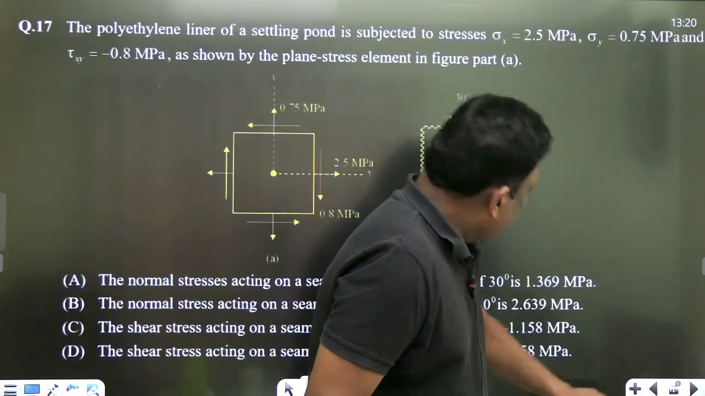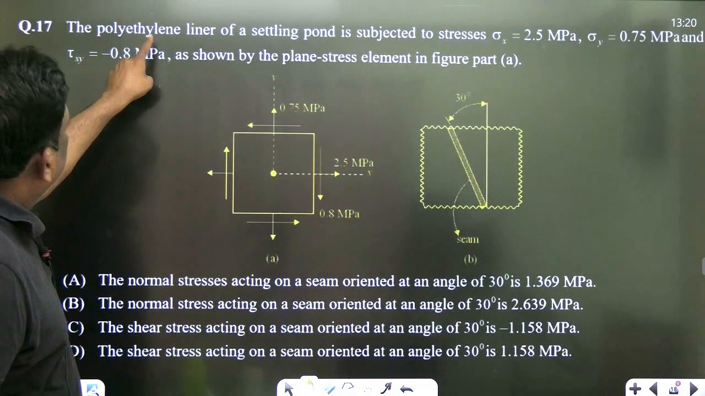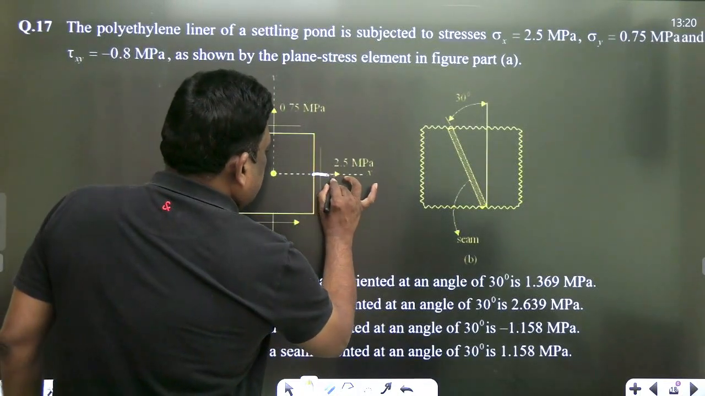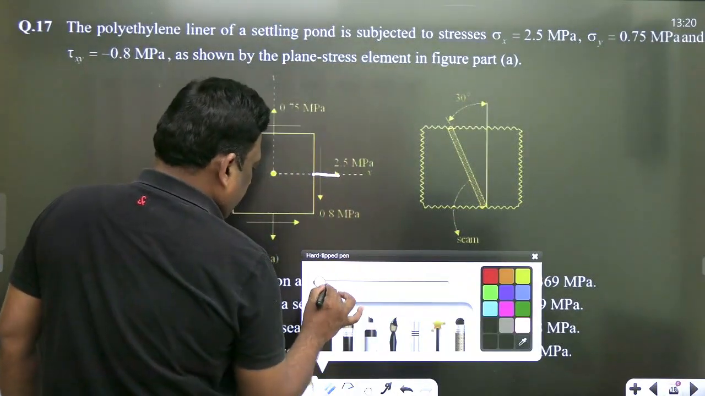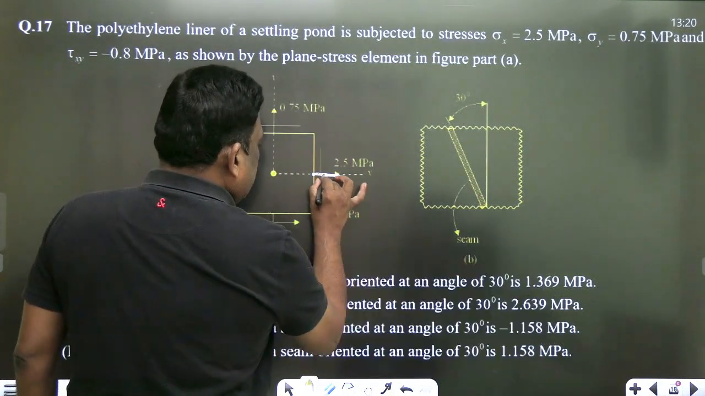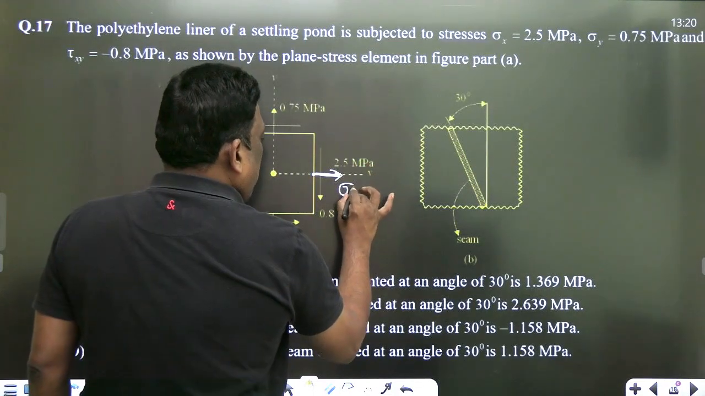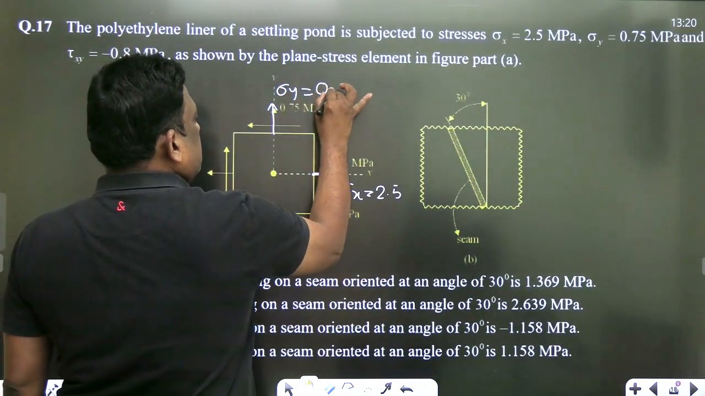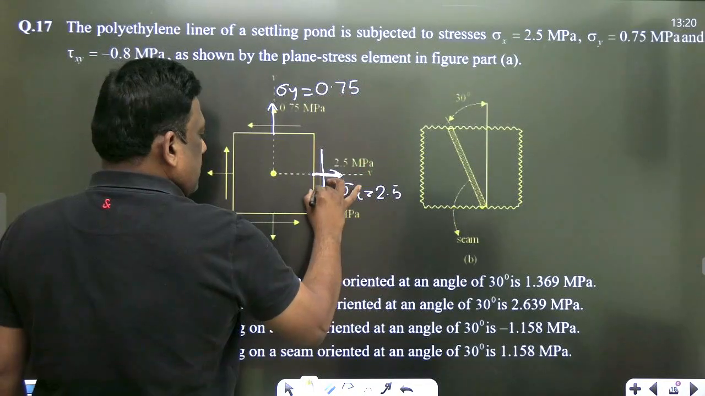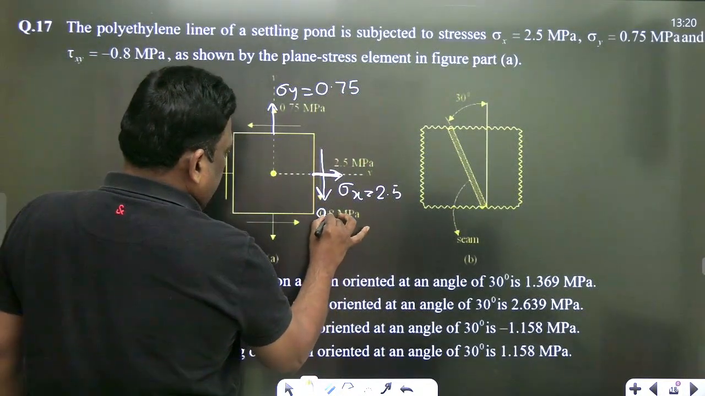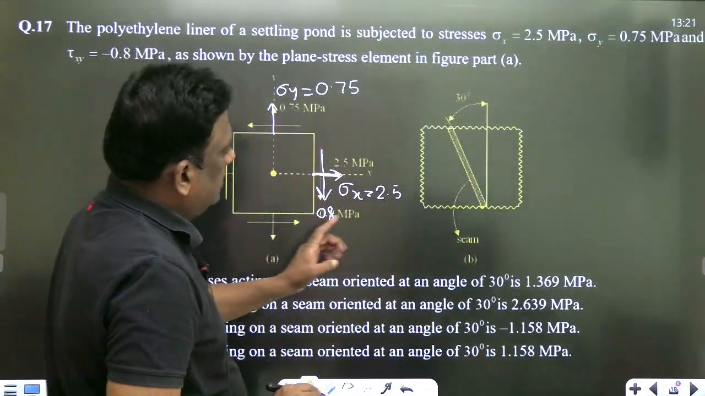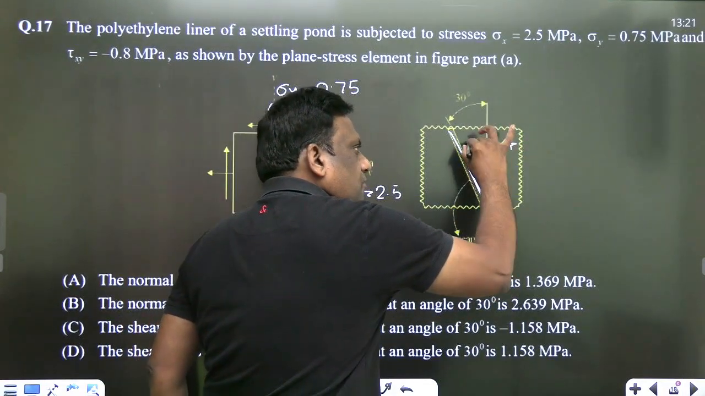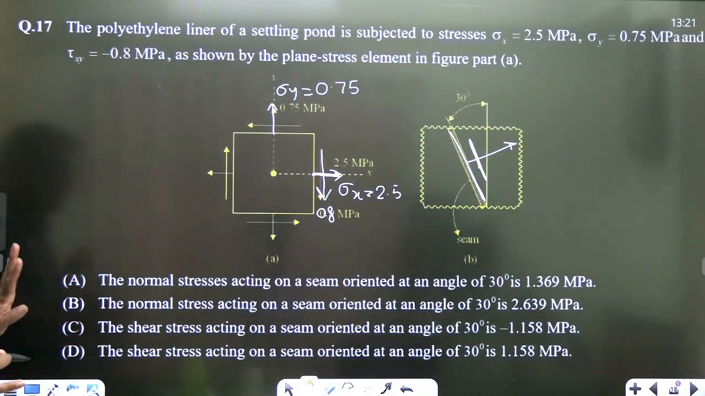The polyethylene liner of a settling pond is subjected to stress. Sigma x is 2.5, sigma y is 0.75, and the shear stress is also given as 0.8. On this plane, what is the normal stress and what is the shear stress? Normal and shear stress are asked here.